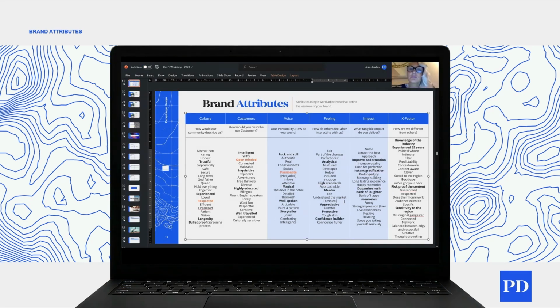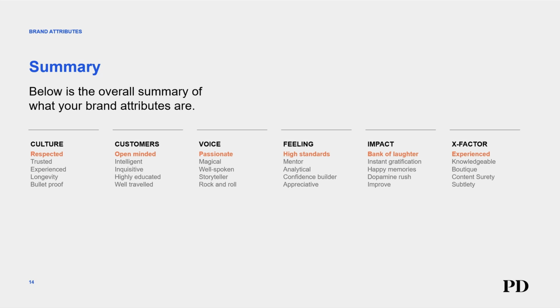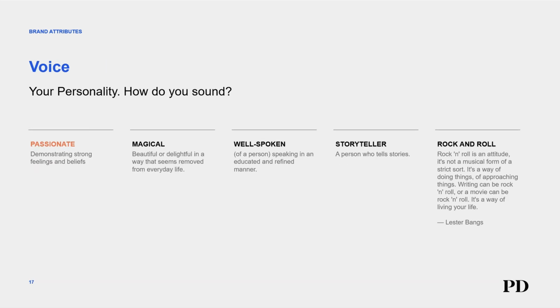How others feel when they interact with you? On the customers, I think they would describe me as having very high standards. We would then provide you with a summary, and we go deeper into the summary so that you can explore the definition of it as we were discussing throughout the conversation. For example, the voice was passionate, the main one that Gail really liked, but also rock and roll was used a lot, and her personality is rock and roll.